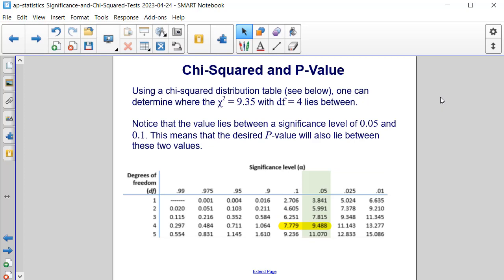Using a chi-squared distribution table such as the one shown below, one can determine where chi-squared, which is equal to 9 and 35/100ths, with the degrees of freedom of 4, lies between. So we have 9 and 35/100ths, and the degrees of freedom are 4. I'm looking for a value between two values that are outside of 9 and 35/100ths, so that will end up being the significance level between 5/100ths and 1/10. This means that the desired p-value will also lie between these two values.